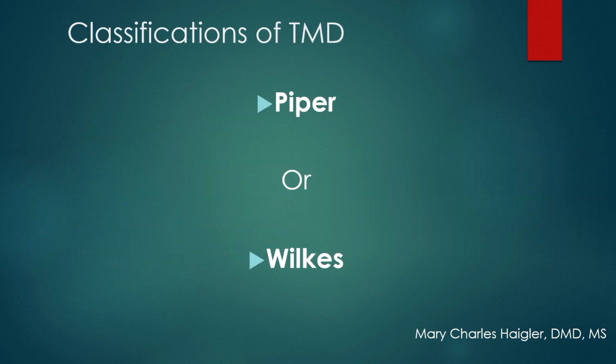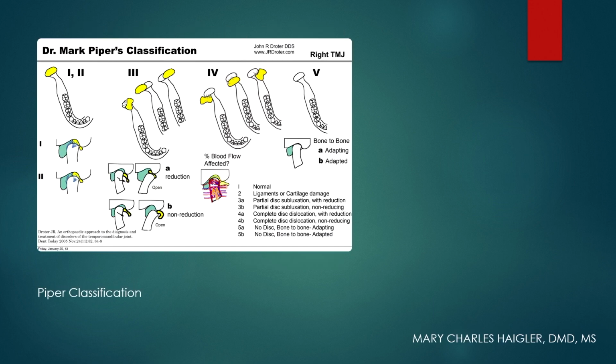Now, some people are very big on using Piper classifications or Wilkes classifications of joint disorders. I don't typically use either in my clinic, but in case people do use them, I just wanted to kind of expose you to what they mean by them. The Piper classifications are actually looking at disc position. So in Piper class 1, the disc is where it's supposed to be, and there are healthy ligaments on the side. That's what those little blue lines are indicating. Okay, so 1 is perfectly healthy.